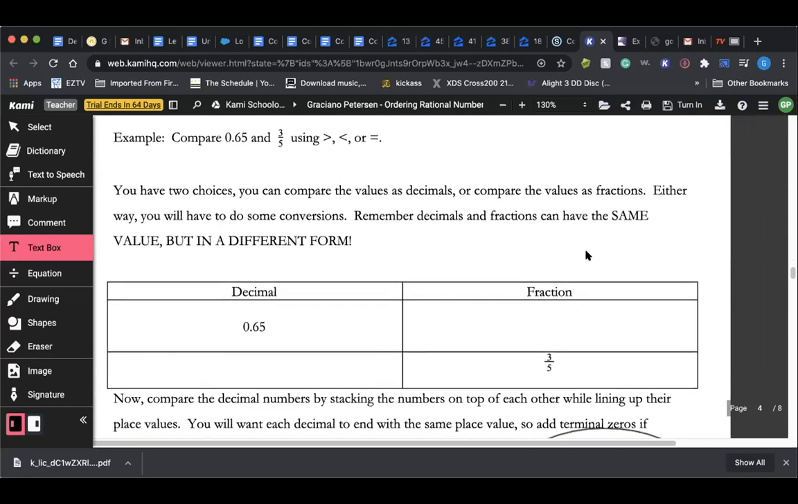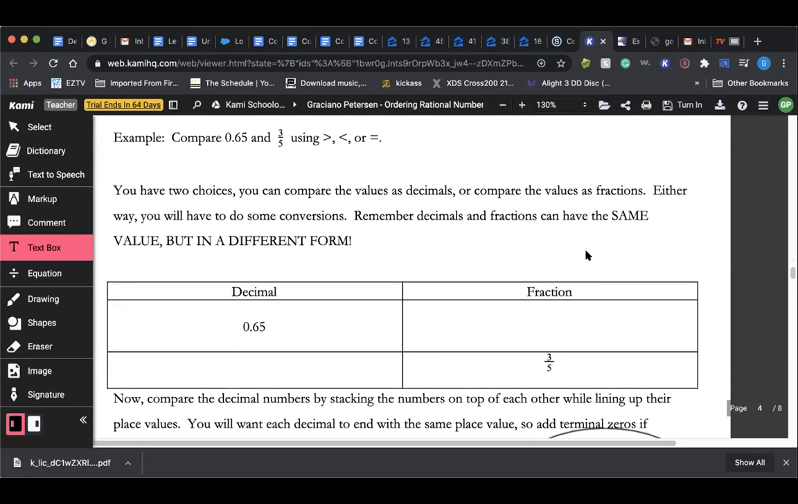All right, so now it's a little bit harder. Now that we've seen how it works in a really easy fashion, we have 0.65 and we have 3/5. Now we can't use our naming as much. We can't just go from one point to the other to figure out which one is bigger and which one is smaller. This one takes a little bit more work. So what are we going to do here?